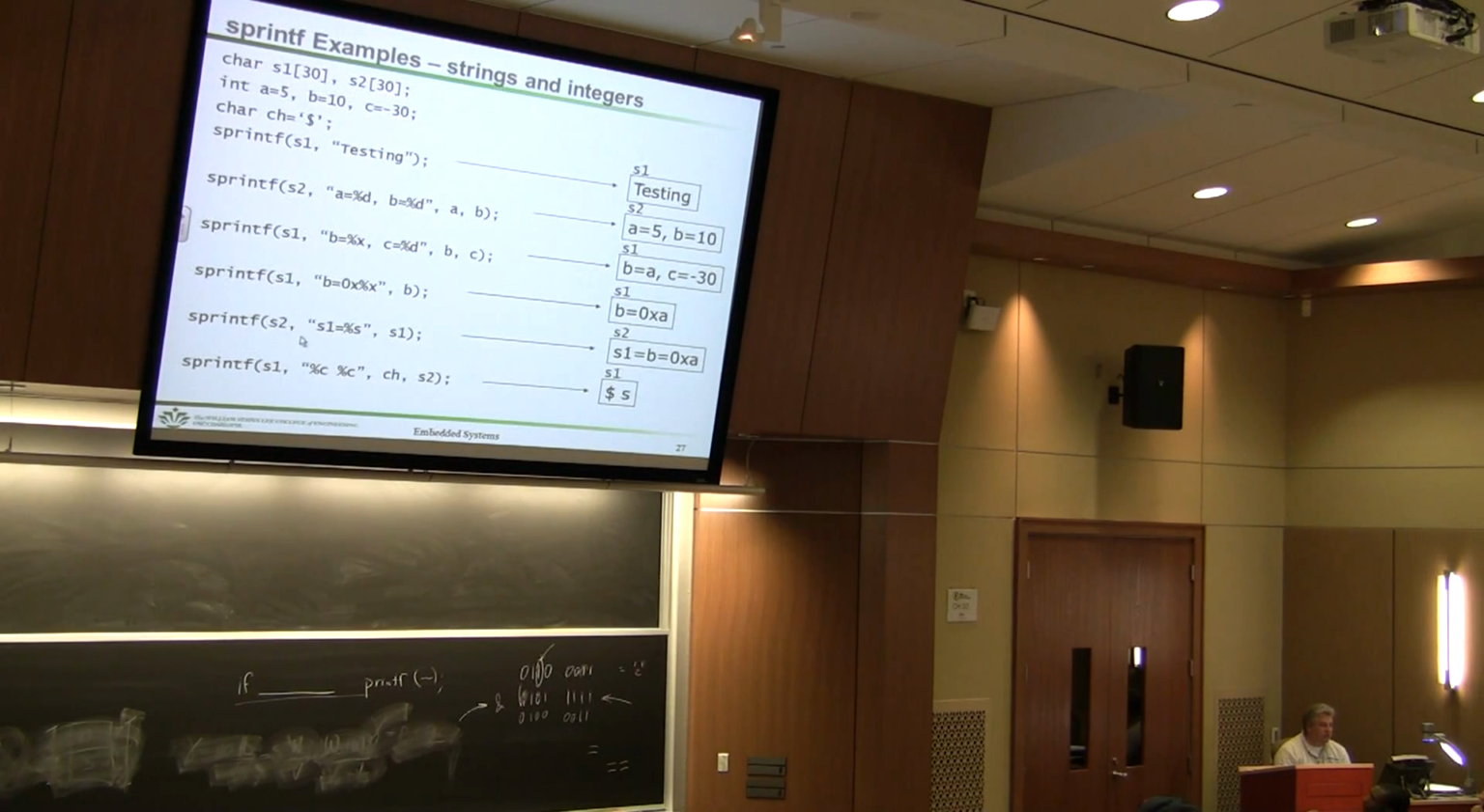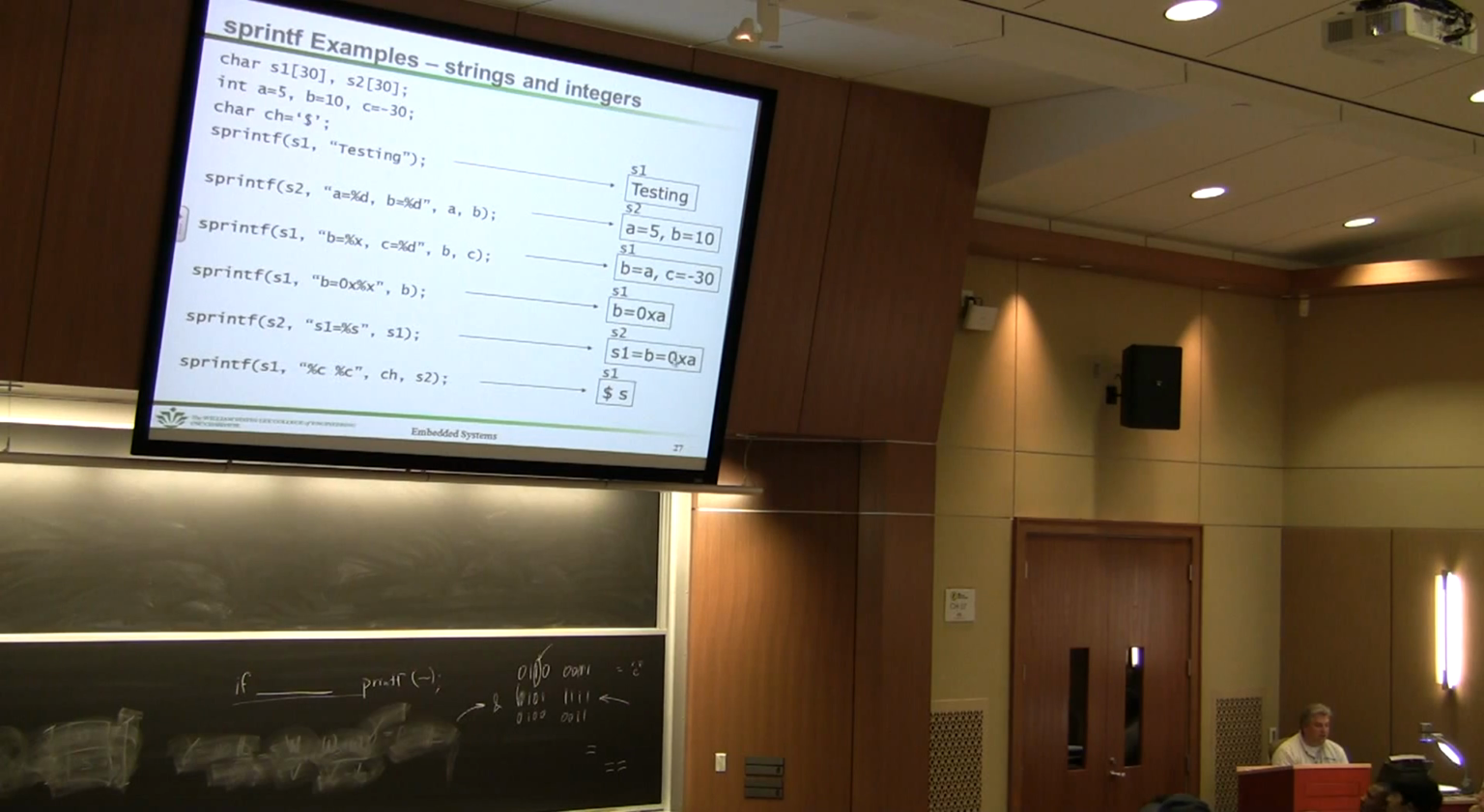Now, in this case, we're going to take whatever is in string 1, which is what was set up here, B is equal to 0xA. It will append whatever is in string 1 to string 2, and there you go. All the way at the end is going to be the null character.